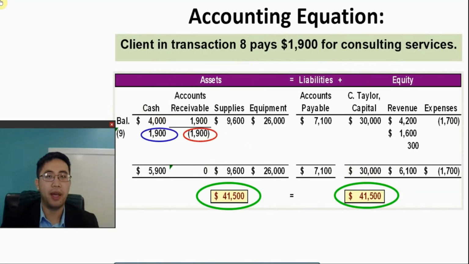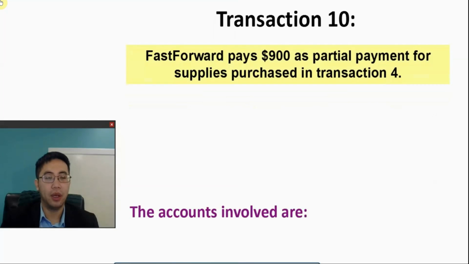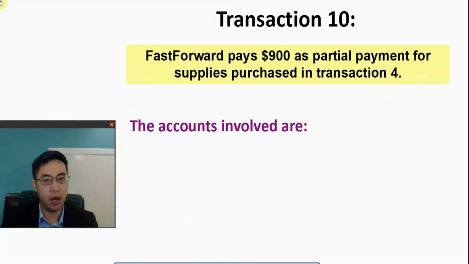So you need to remember that when account receivable is paid off, your cash increases, and the account receivable would disappear. Transaction number 10. This company just pays $900 as partial payment for supplies purchased in transaction 4. So what did we do in transaction 4, do you remember? The company purchased supplies, but they did not pay cash. Instead, they just pay later.